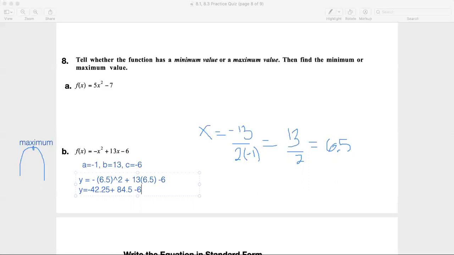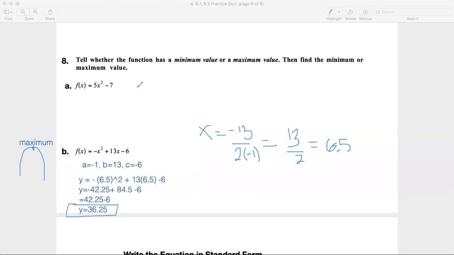Now, if you're ever noticing that this middle number is usually twice as big as this first number, ignoring the fact that it's negative, that's pretty common. It happens quite a bit. It doesn't happen all the time, but it happens quite a bit. Okay, so negative 42.25 plus 84.5 is positive 42.25 minus 6. So 42.25 minus 6 is 36.25. And that, my lovelies, is the answer. So my maximum value for 8b is 36.25.